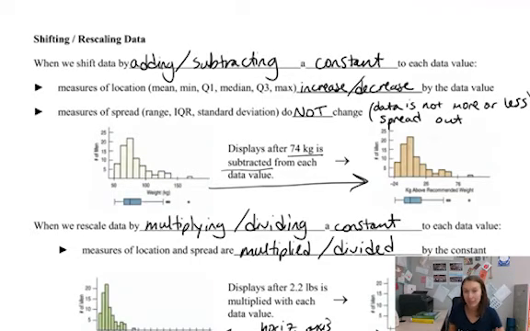They've all gone down by 74 kilograms, but it's still the same. It's not more spread out or less spread out. It's still the same spread. If I take all the values and just shift them, how spread out things are isn't going to change. So the measures of location, mean, minimum, Q1, Q3, median, the max, those are all going to increase or decrease by the constant that we added to the data values. And then the measures of spread, so our range, our IQR, and our standard deviation will not change.